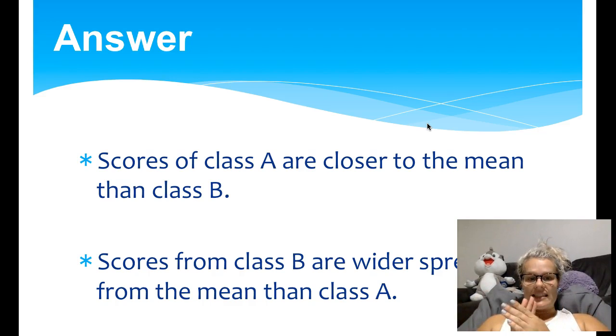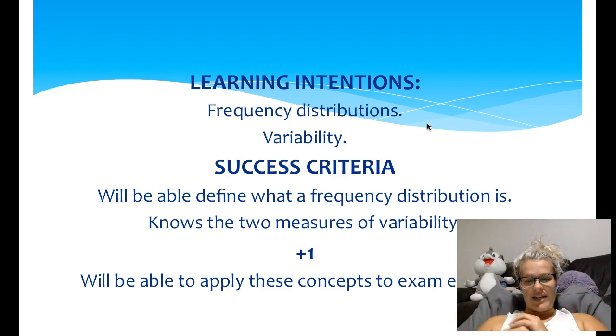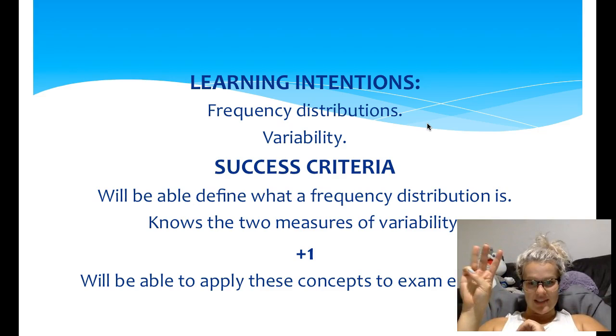Okay, so the answer is scores of Class A are closer to the mean than Class B, and scores of Class B are wider spread from the mean than Class A. These are simple answers. You need to be explaining them to get all 4 marks. So if you gave me this, that's 2. Okay, so we have learnt 3 things that you need to remember. We've learnt way more than that, but 3 things you need to remember.